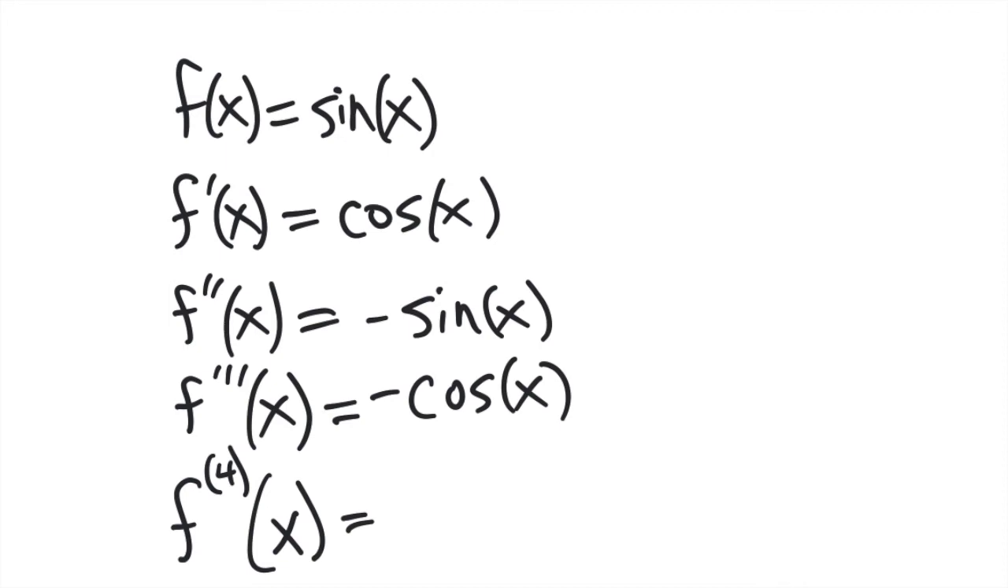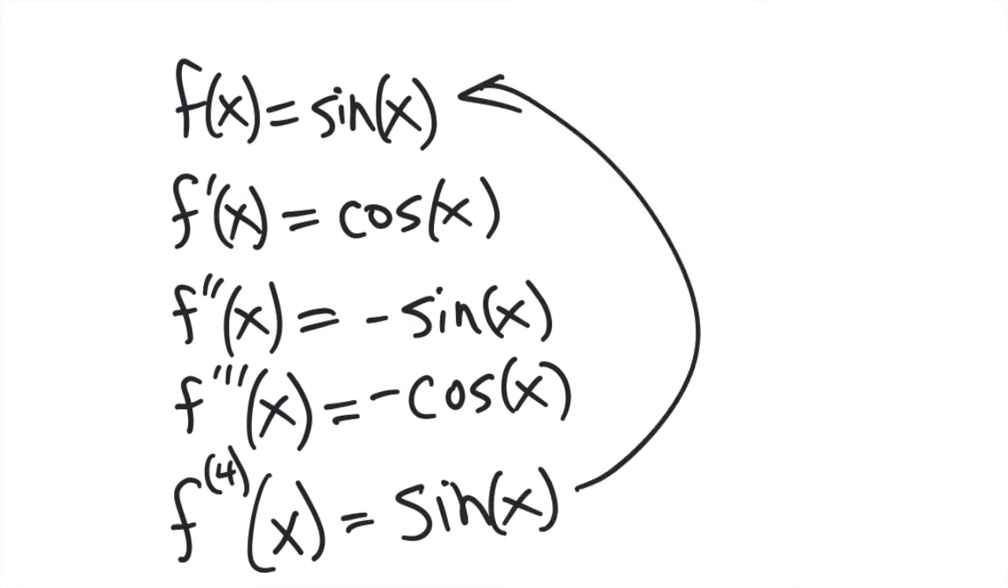Okay, and if we take the fourth derivative of this, we would leave the negative out front and take the derivative of the cosine of x. But the derivative of cosine of x is a negative sine of x. So we have the negative out front and the negative in the sine. This just becomes a sine of x, which actually is exactly the same function that we started with.